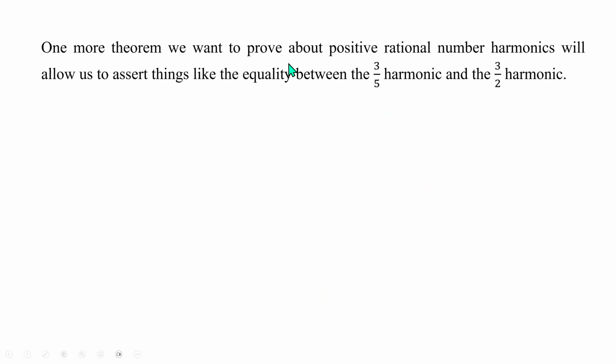Now, one more theorem we want to prove about positive rational number harmonics will allow us to assert things like the equality between the 3/5 harmonic and the 3/2 harmonic. Now, aside from it just being mathematically important to know that such an equality exists, an advantage of all of this is that we can replace every positive rational number harmonic which is less than 1 with a corresponding positive rational number harmonic which is greater than 1. And that's going to make some calculations and some proofs simpler.